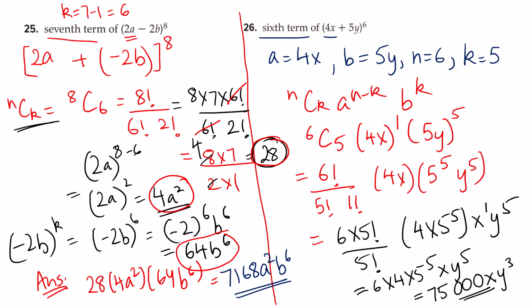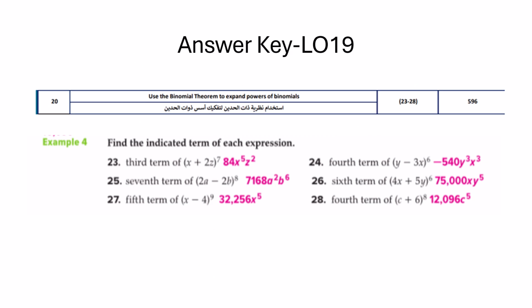Okay, now let me provide you the answer key for all the questions so that you can check your answers for this learning objective. So for learning objective 19, where we use the binomial theorem to expand powers of binomials, for questions 23 to 28, this is the answer key for learning objective 19.